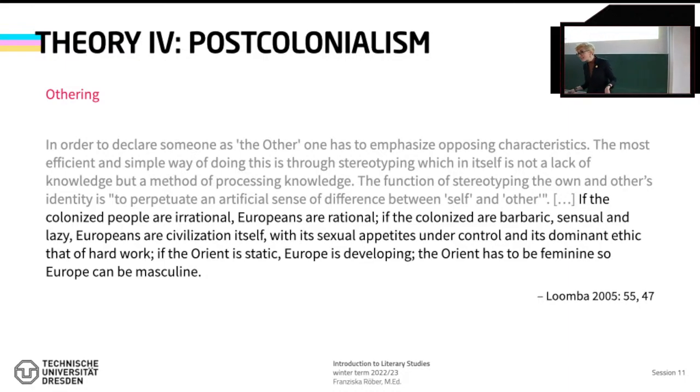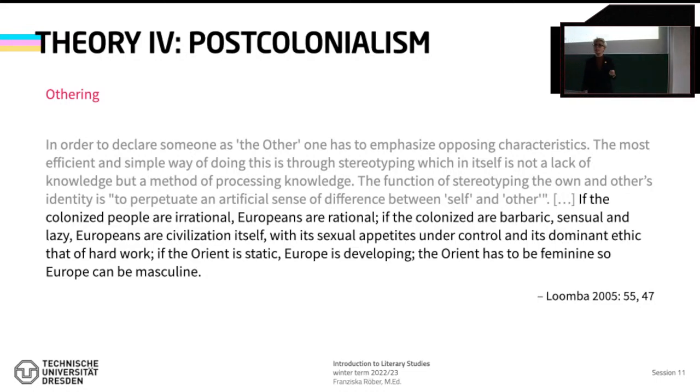Moving on, as I was just saying, the quote I've just given you on othering goes on to specifically address the Orient. And it says, if the colonized people are irrational, Europeans are rational. So this is the dialectic relationship I was talking about. If the colonized are barbaric and sensual and lazy, Europeans are civilization itself, with its sexual appetites under control and its dominant ethic that of hard work. If, and here he addresses the Orient in particular, if the Orient is static, Europe is developing. The Orient has to be feminine so Europe can be masculine.